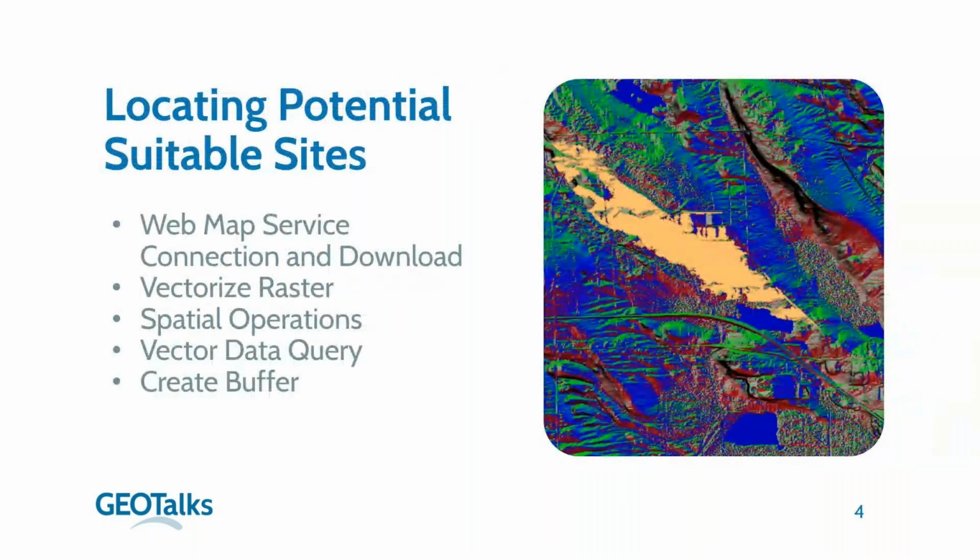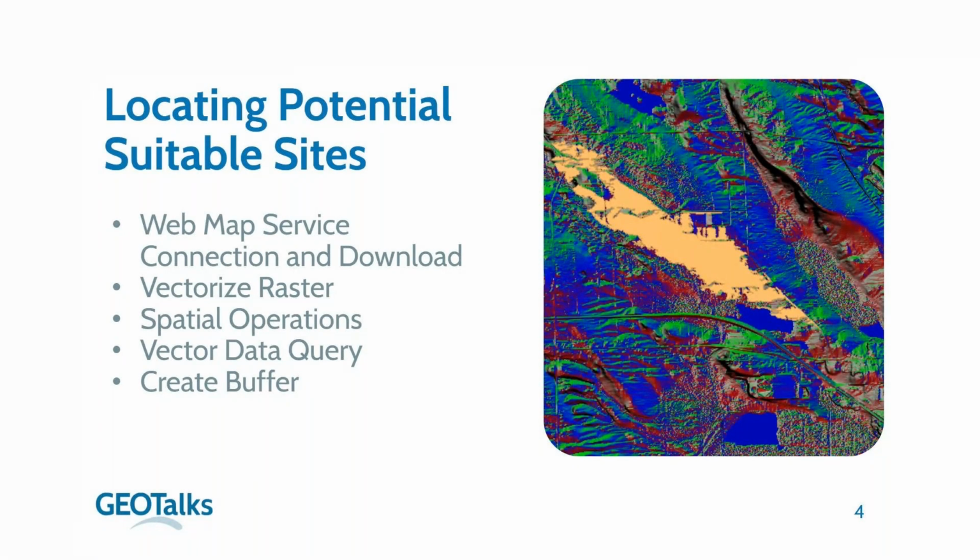So this is going to, again, be a two-step process. The first step is going to be locating our potentially suitable locations. This is going to involve connecting to a web map service through our Connect to Online Sources tool, downloading data to store it locally so we can use it in our analysis, then using the Vectorize Raster tool to take that elevation data and create polygons or area features that represent specific areas of particular slope ranges or slope direction ranges, which I'll talk about as we get into it.